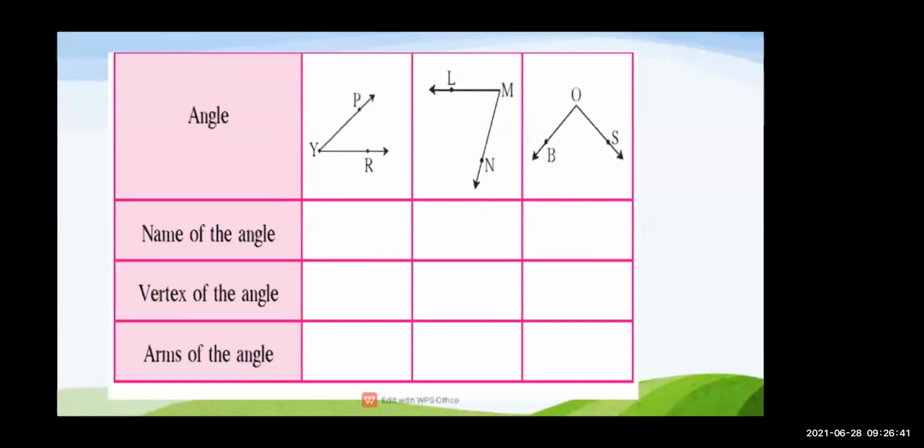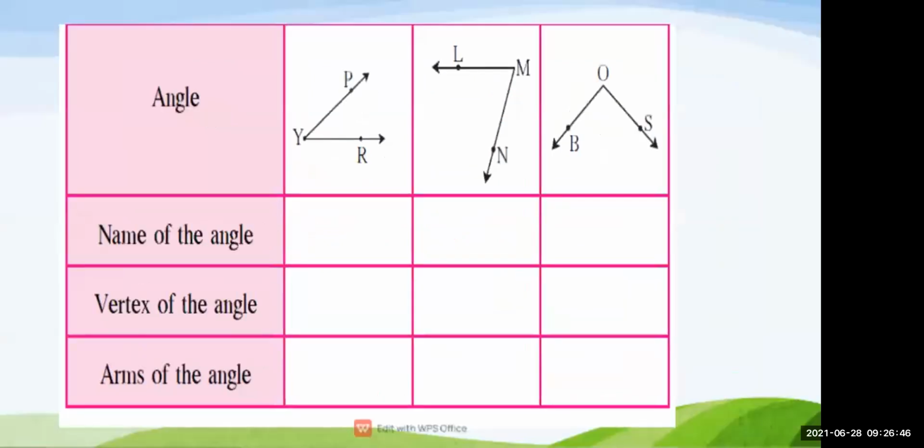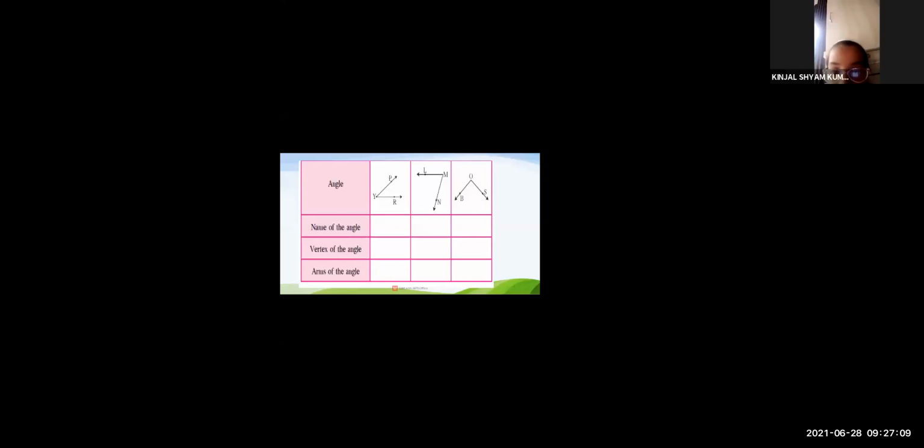Now I'll unmute any one of the student. He is going to reply me the answer. Okay. Now I'll unmute Kinjal. Yes, Kinjal, unmute yourself. Yes, teacher. Hello. Yeah. Yes, Kinjal, tell me the third name of the angle. Third name of the angle. B. BONS. Once again, repeat. BONS.